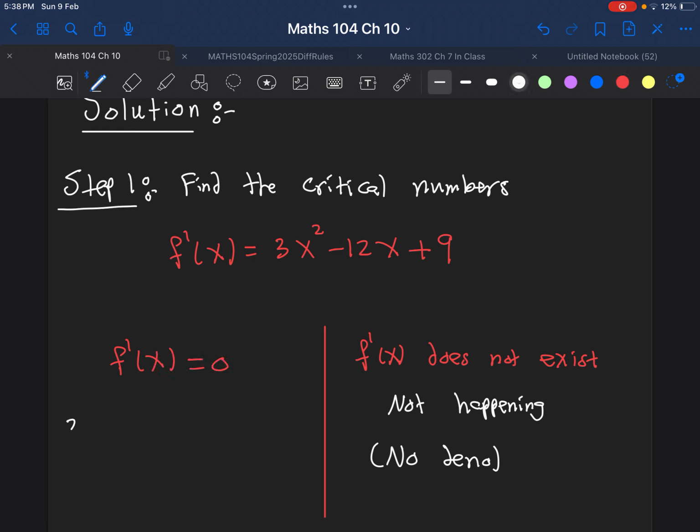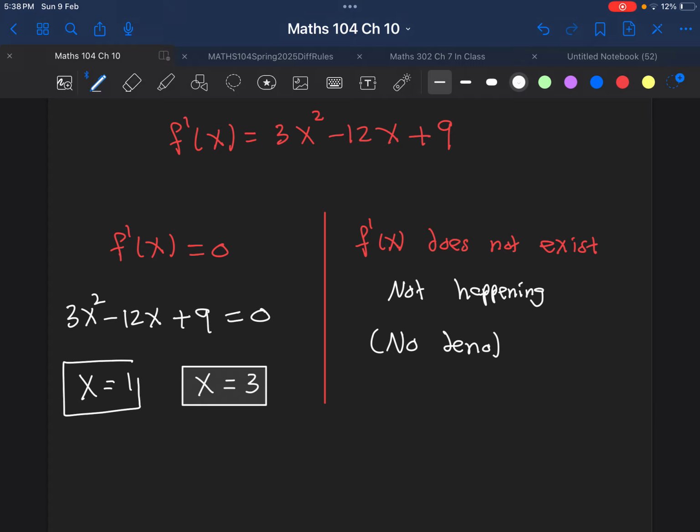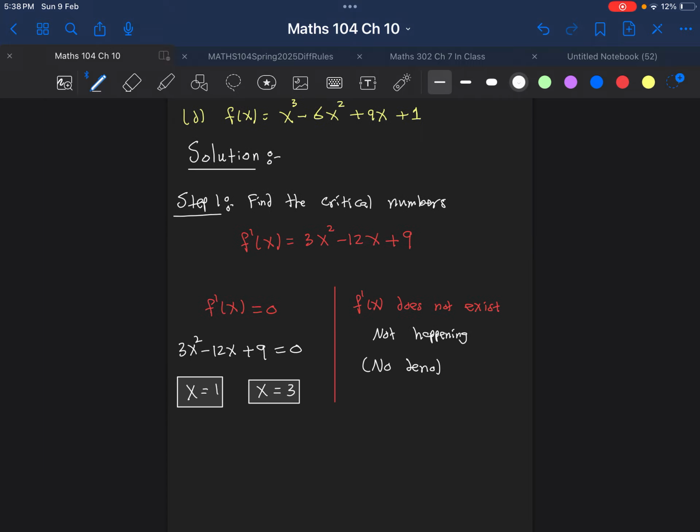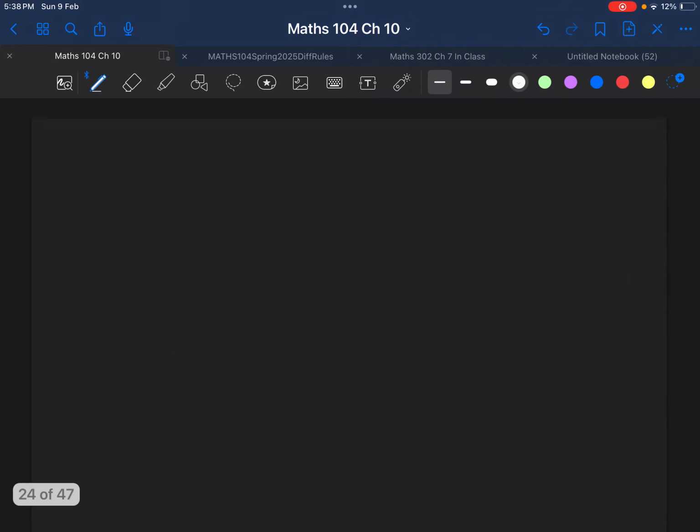Now, if the derivative is equal to 0, it means I need to write the derivative, make it equal to 0, and solve it by the quadratic equation or by factoring. If you do everything correctly, x would be equal to 1 and x would be equal to 3. So you have only two critical numbers. Maybe one of them is a local maximum and one of them maybe a local minimum. So we find the critical numbers, and we go directly to step number 2.